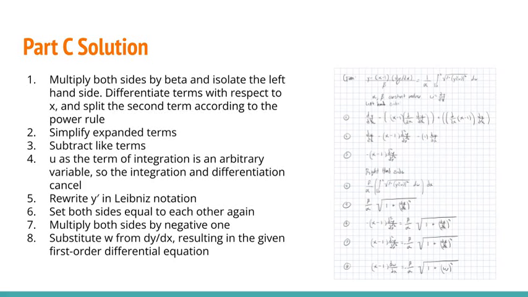Rewrite the y prime found in the body of the integral in Leibniz notation. Set both sides equal to each other and multiply both sides by -1. Using the given substitution of dw equals dy dx, this results in the desired equation stated at the beginning of the problem.